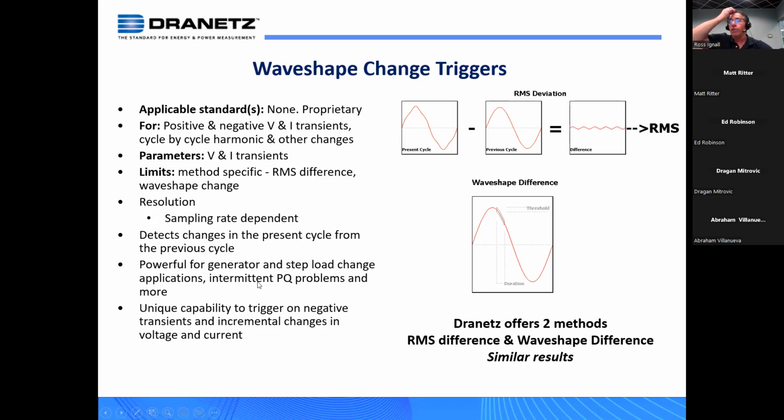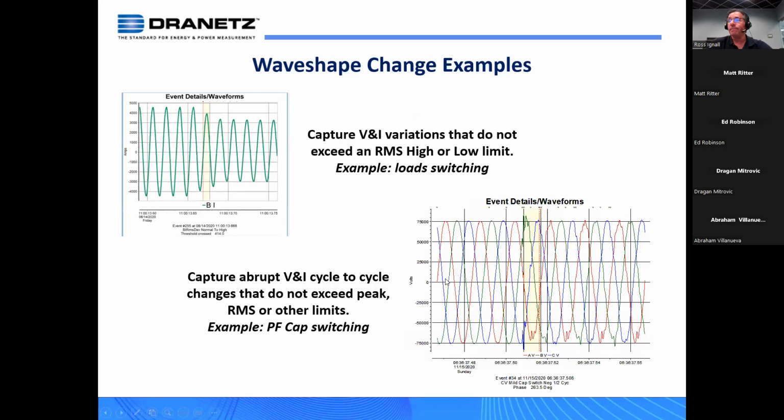Extremely powerful for those generators and step load tests and power factor correction capabilities. And really the unique capability is triggering on negative transients and incremental changes in voltage and current. So these are things that are not going to change the RMS of the wave shape. It's not things that are going to really be peak detected, because we have other methods for that. These are things that are subtle changes, but also negative going changes. They could be abrupt, but again, it doesn't change the RMS, and it can't be measured with a peak. So these wave shape changes are extremely powerful when it comes to that.